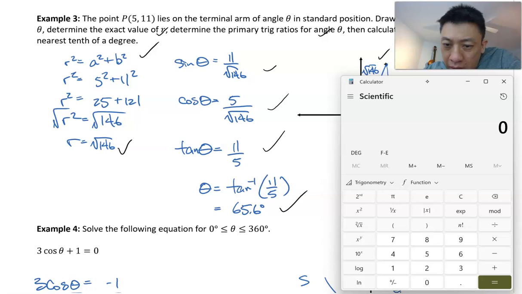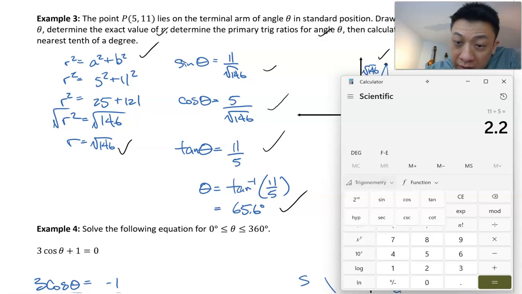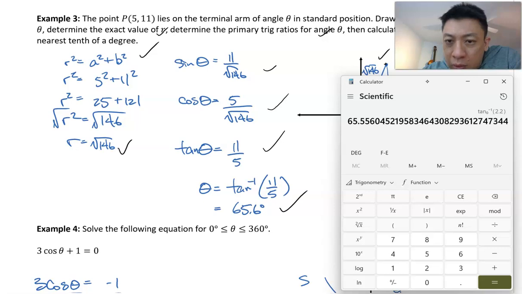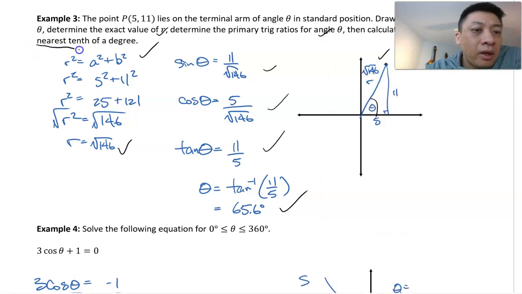So we're going to go on this calculator. You have to do it first. 11 divided by 5. I got 2.2, and I have to go tan inverse on it right there. I got 65.55 or 65.6, right? It's the nearest tenth of a degree.